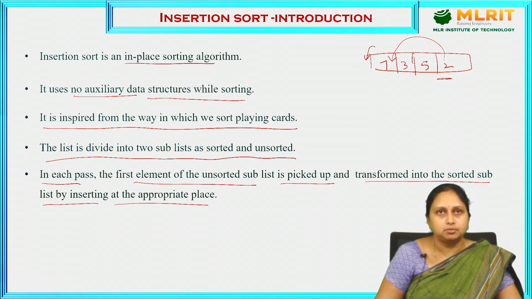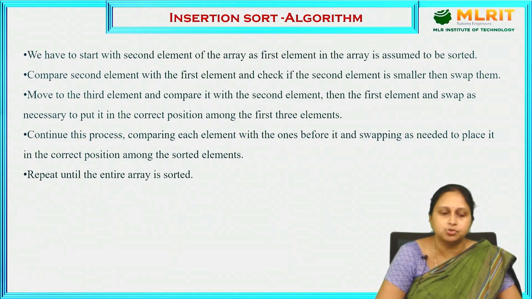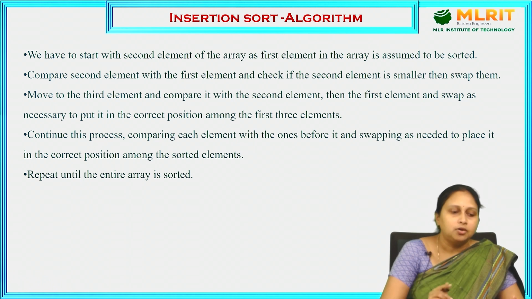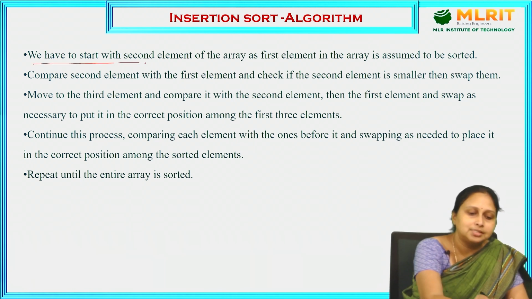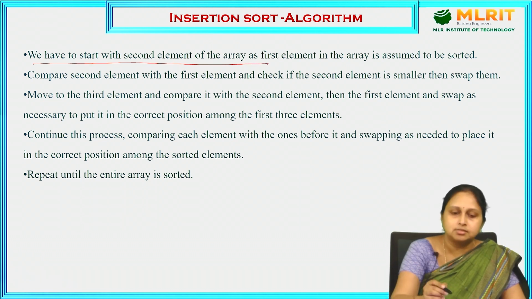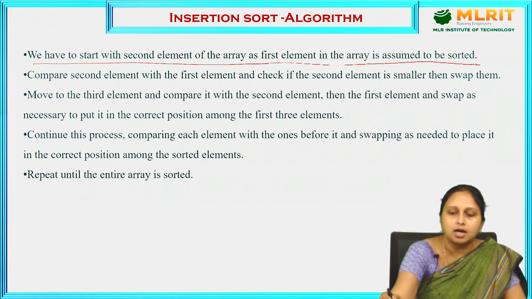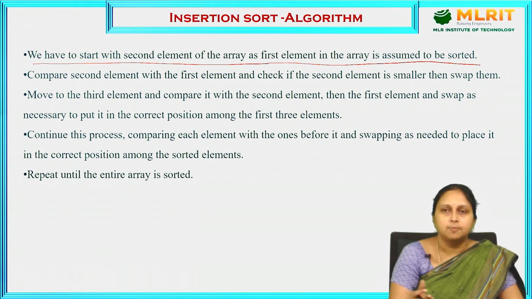Let us go with the insertion sort algorithm. See the steps, and afterwards we will see one example so that you can understand clearly. We have to start with the second element of the array, as the first element in the array is assumed to be already sorted. If you recall bubble sort, we start checking adjacent elements from the first and second, comparing the first two elements. But here we are not going to compare the first element.